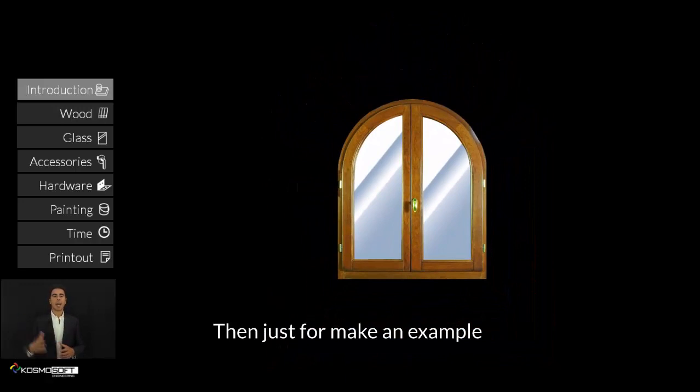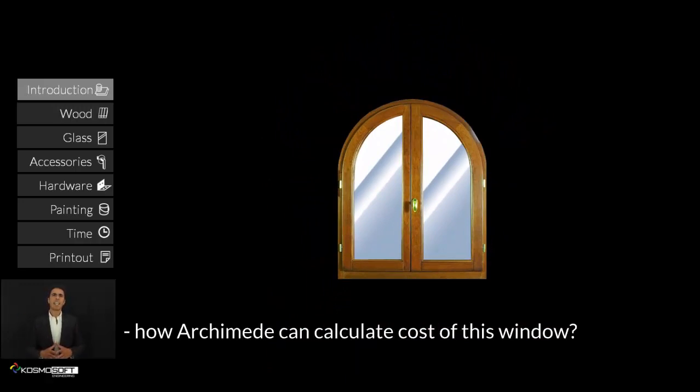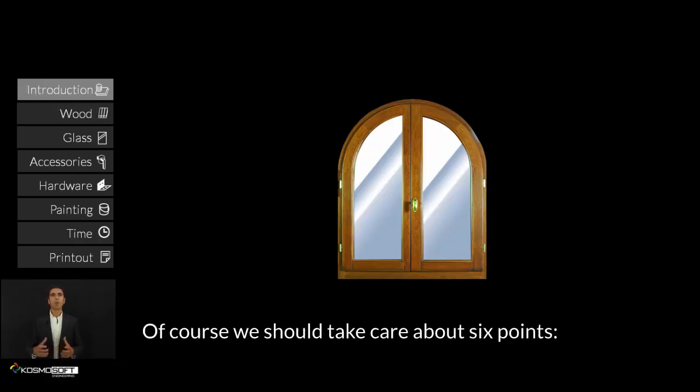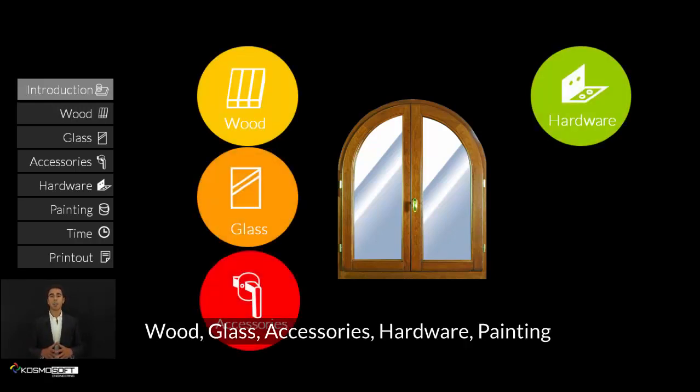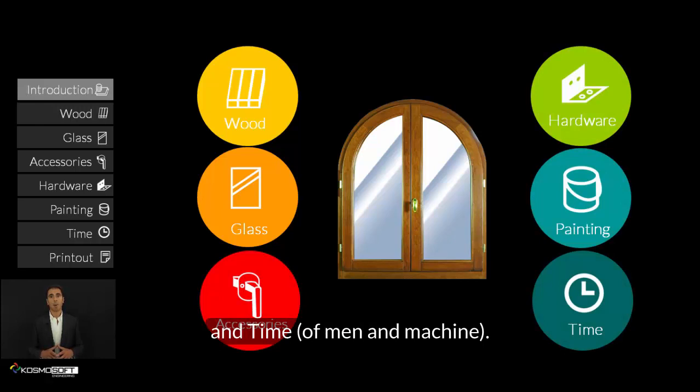Then, just to make an example, how can Archimede calculate the cost of this window? Of course, we should take care of 6 points: the wood, glass, accessories, hardware, painting and time, of man and machine.